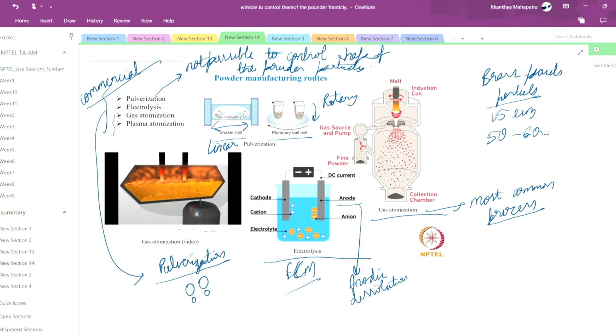Now some other processes are also there, at laboratory scale, like micro electrode discharge machining process. But these are not fully commercialized. Okay, so next we will move on.